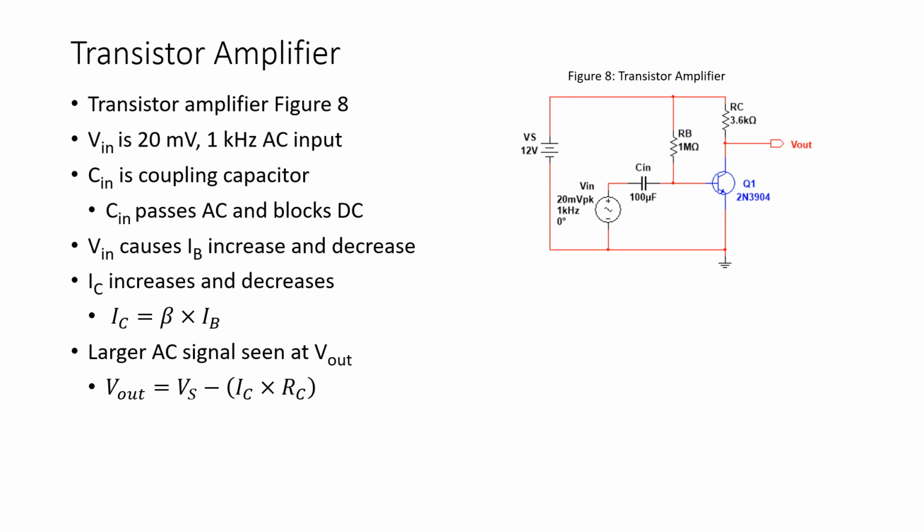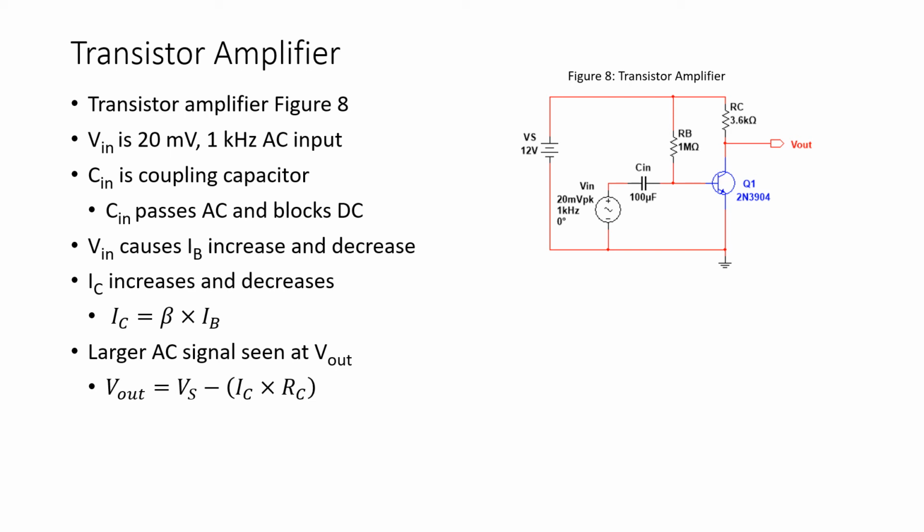Now, in figure 8, we see an example of a transistor amplifier. The purpose of an amplifier, again, is to take a small AC signal and turn that into a big AC signal. So looking at the circuit of figure 8, note that I have an input voltage of 20 millivolts at a frequency of 1 kilohertz.